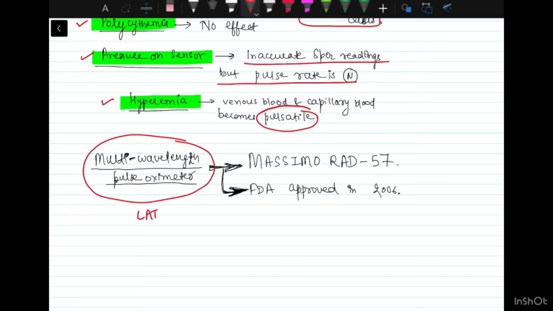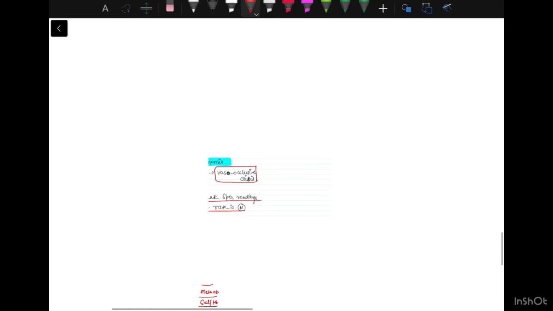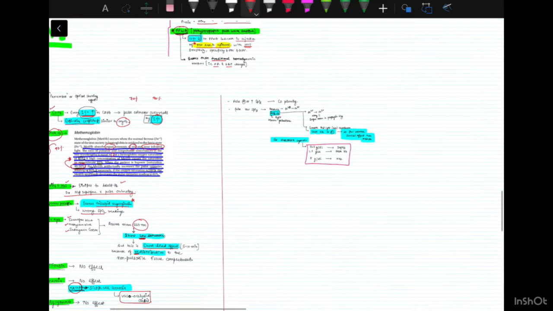And now there are multi-wavelength pulse oximeters. This is the latest advance. The Masimo Rad-57, FDA approved in 2006, can also tell you how much is the carboxyhemoglobin, how much is the methemoglobin, how much is the sulfhemoglobin. So it can tell you different types of hemoglobin nowadays.